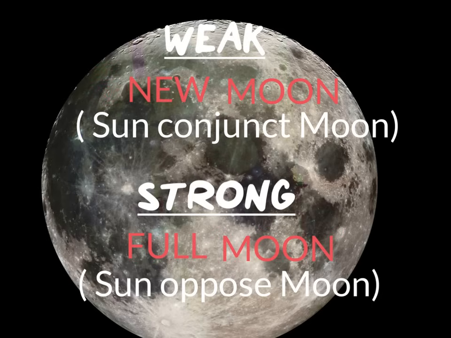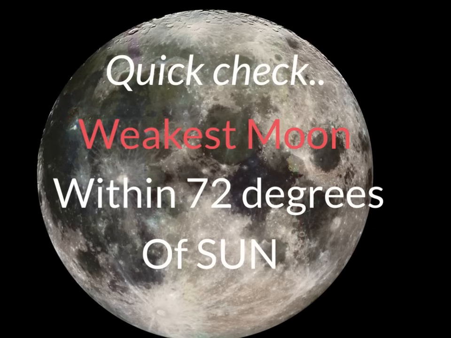But most people are not born on these extremes. So if you are, well, it's weak moon, strong moon, just like that. But if you are not, we need a way to judge. The quick check is easy. The weakest moon is within 72 degrees of the sun. So find the sun in the chart. Check 72 degrees before the sun, 72 degrees after the sun. Therefore, if the moon in any horoscope is within 72 degrees before or after the sun, either way, it's a dark moon, weakened moon. We can just say that.